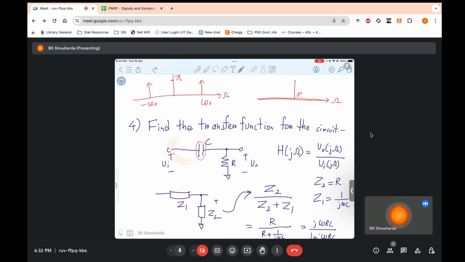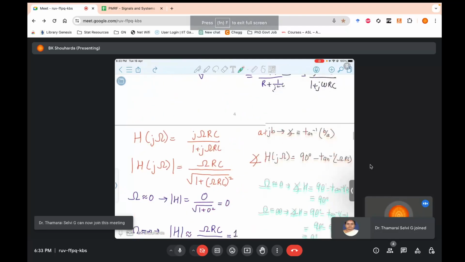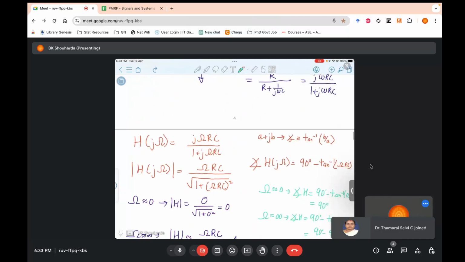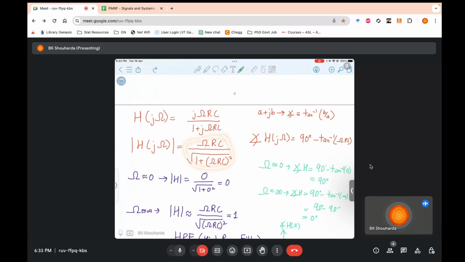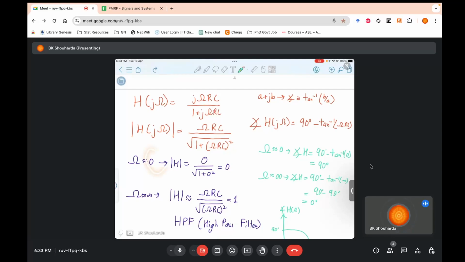Then this is a small discussion, or the starting discussion, on systems, where you have a CR circuit. Okay, it's a differentiator circuit. So the transfer function is basically the ratio of the Fourier transform of the output to the Fourier transform of the input. It talks about the response of the system to various frequencies. For example, if you look at H of j omega RC, I have done the analysis over here. I have taken the magnitude, omega RC by 1 plus omega RC square. So at very low frequencies, H is close to 0.